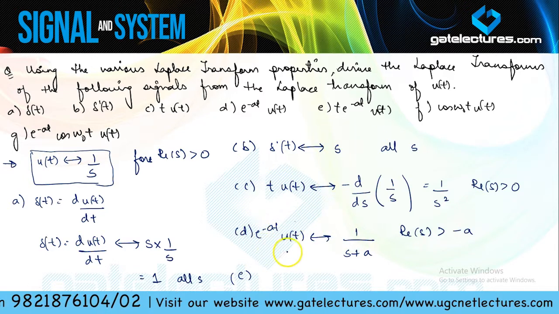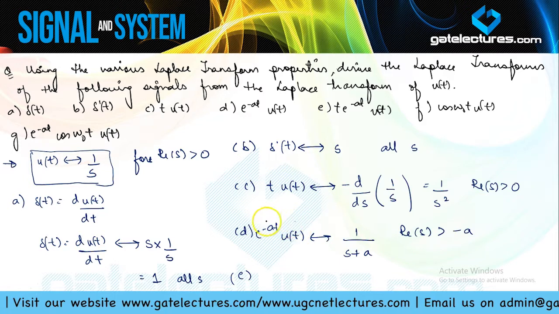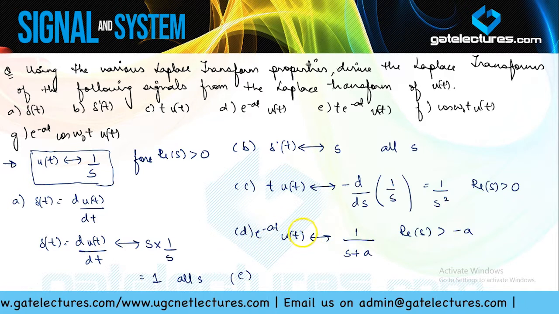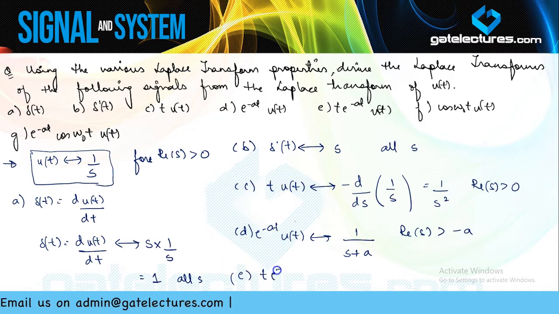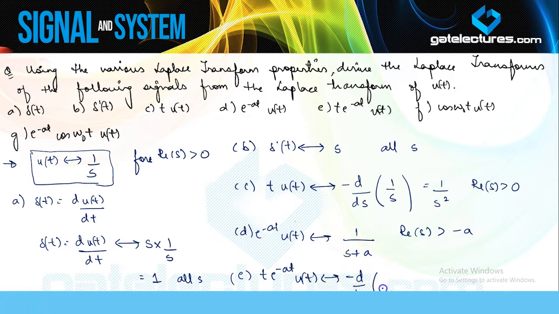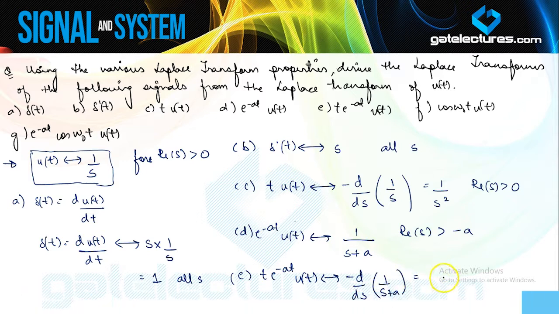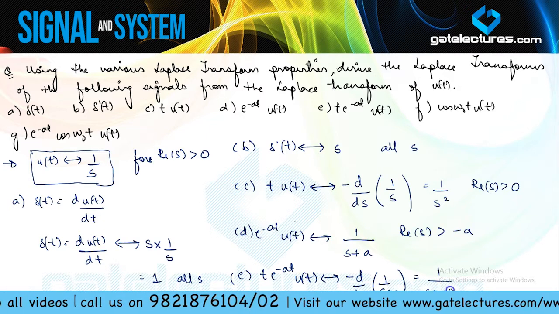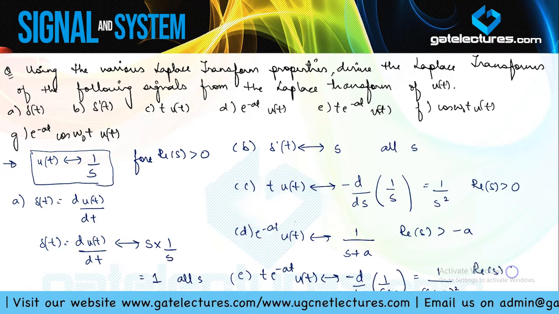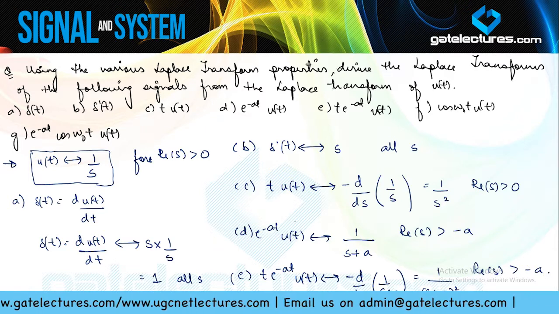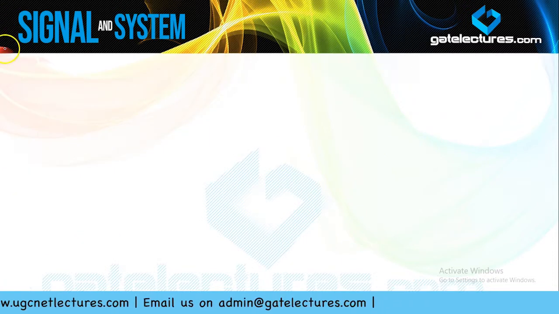Now look at the fifth part. This is the same function that we worked on in the previous part. Again, they're multiplying with t, that is the differentiation in s property. So what is going to happen? Using the previous result, this is going to be differentiated in the s domain, upon which we obtain 1 by (s plus a) whole square. And what is going to be the ROC? Real part of s greater than minus a. Right.